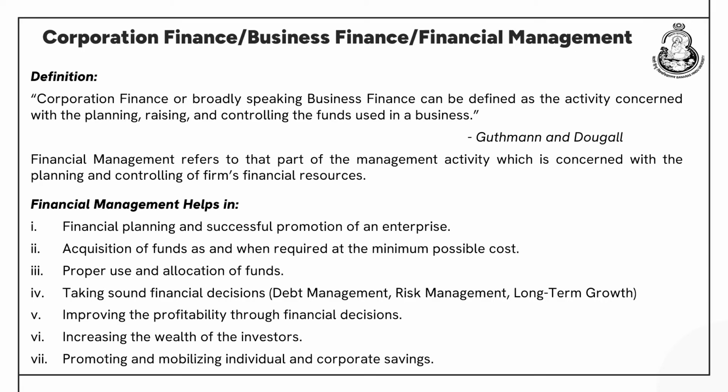There are multiple sources of getting funds. We can get money from the banks, we can get money from the financial institutions, companies can issue shares, debentures, bonds. So there are multiple sources. So what does financial management help with? It helps in getting those funds, the required amount of funds, at a minimum possible cost.